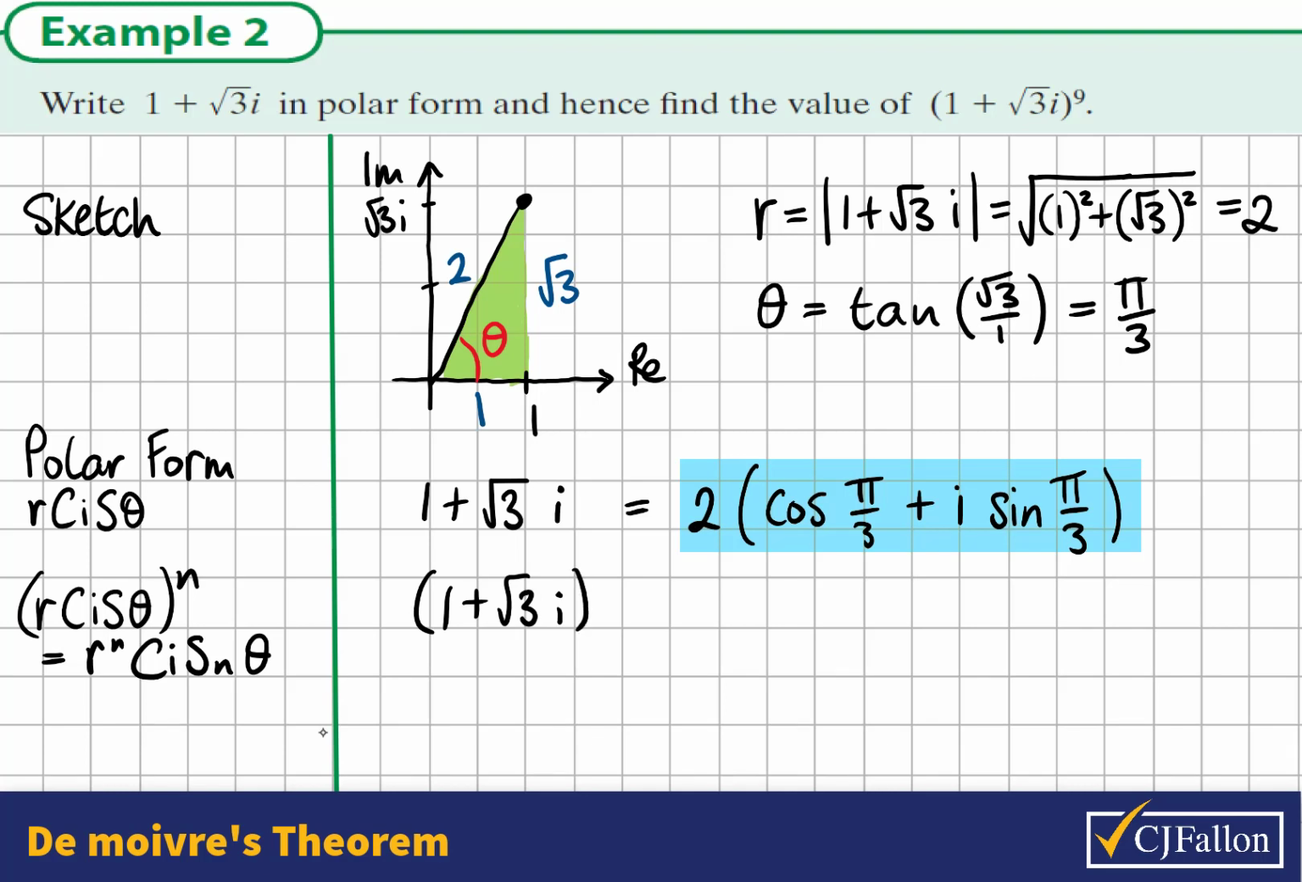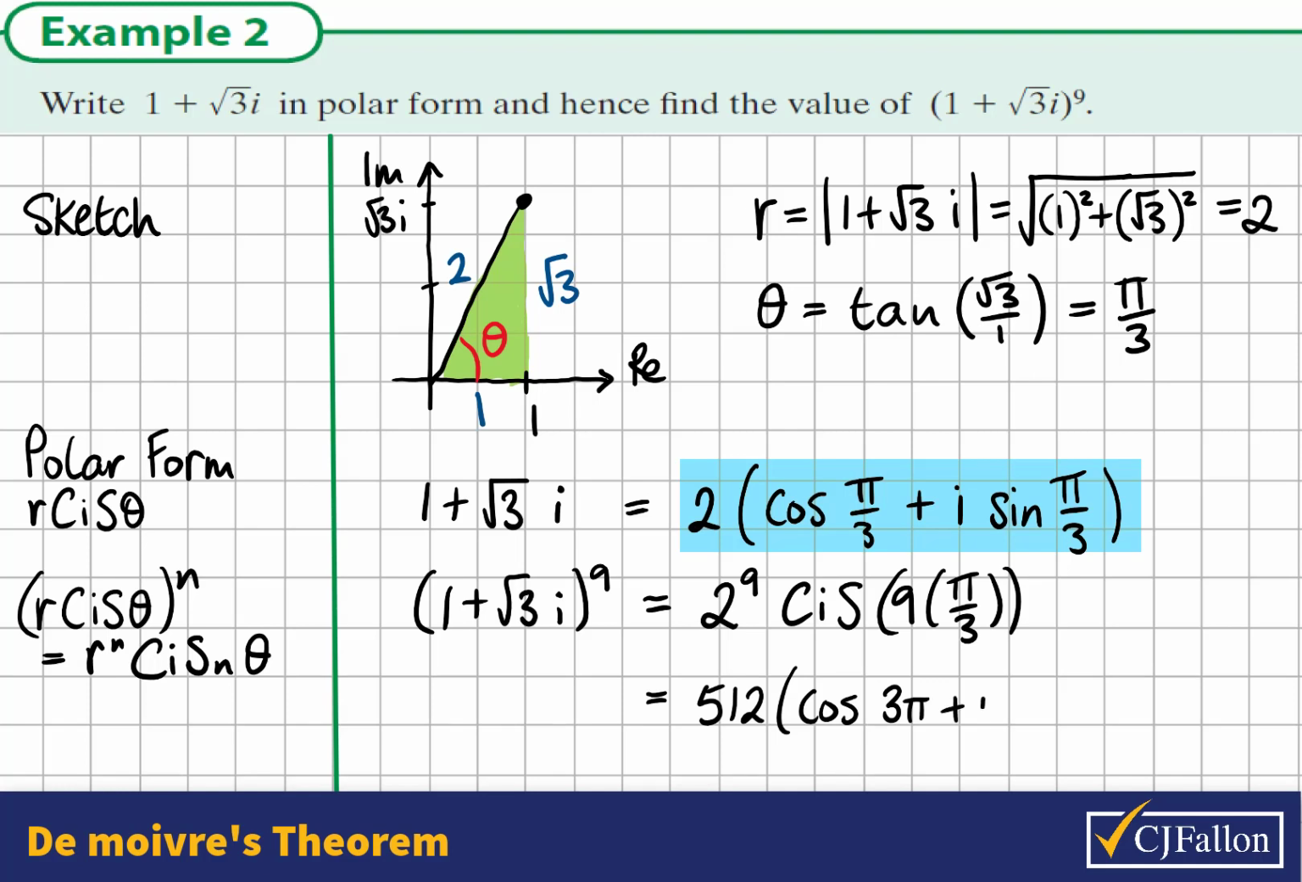So we want to raise 1 plus root 3i to the power of 9. So this becomes 2 to the power of 9 multiplied by cis of the angle pi over 3 multiplied by 9. 2 to the power of 9 is 512. And we want to work out cosine of 3 pi plus i sine 3 pi.